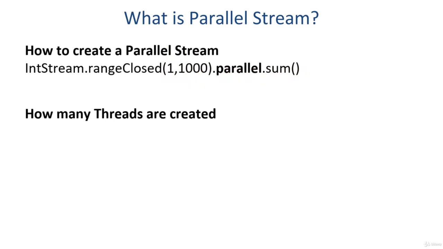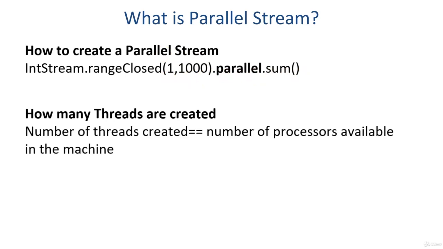How many threads are created? The number of threads created is basically equal to the number of processors available on the machine, or the number of cores available on the machine.